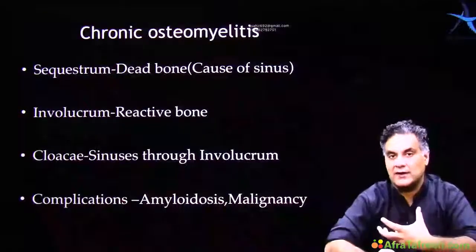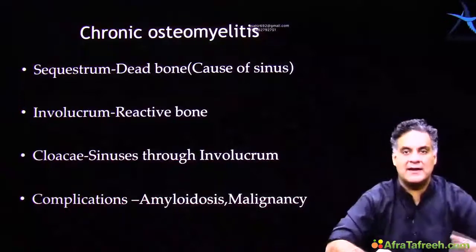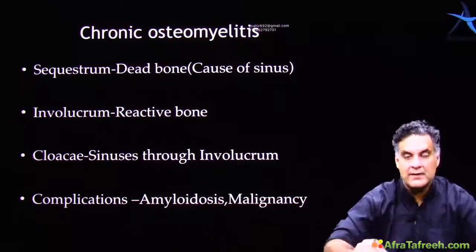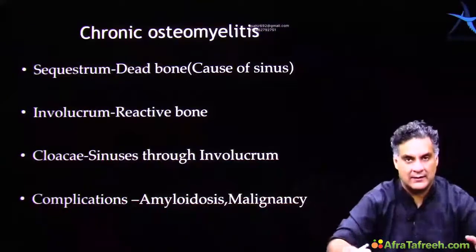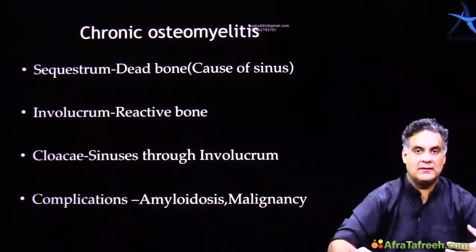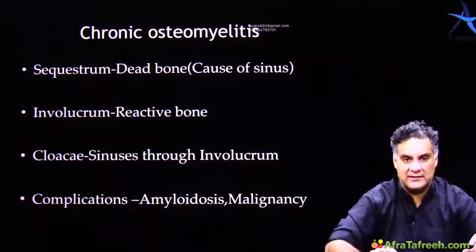Whereas when there's a chronic infection, there will be a dead bone called as sequestrum, which is pathognomonic, surrounded by a reactive bone called as involucrum. Then the draining sinuses right from the center through the involucrum called as cloacae. Chronic osteomyelitis should be handled immediately. If not, it can lead to amyloidosis and malignancies.